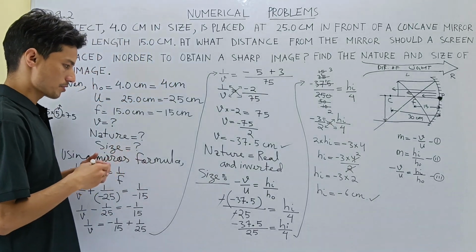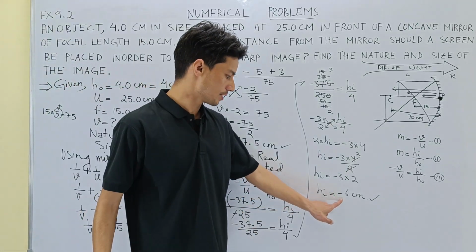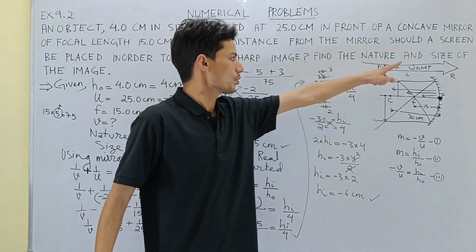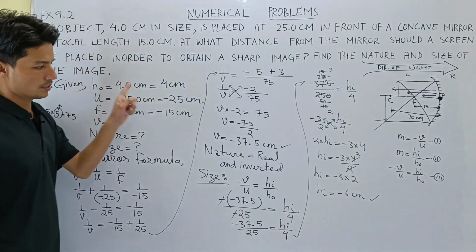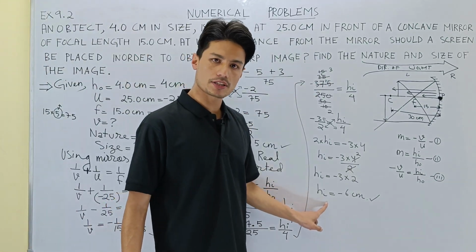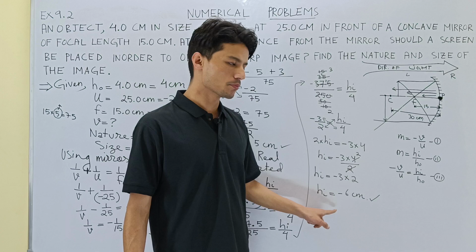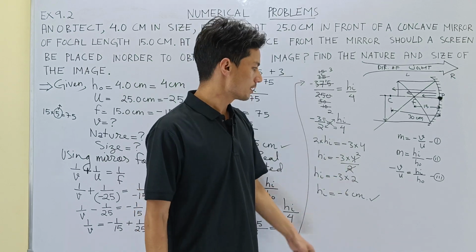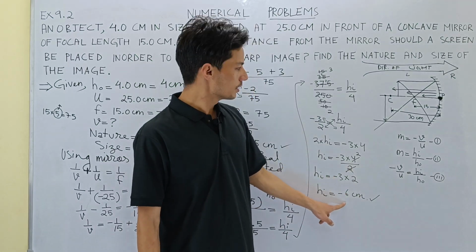This is the answer. This is the size of the image, minus 6 centimeter. Hi represents the height of the image. Height of the image is synonymous with size of the image. So this is the final answer.